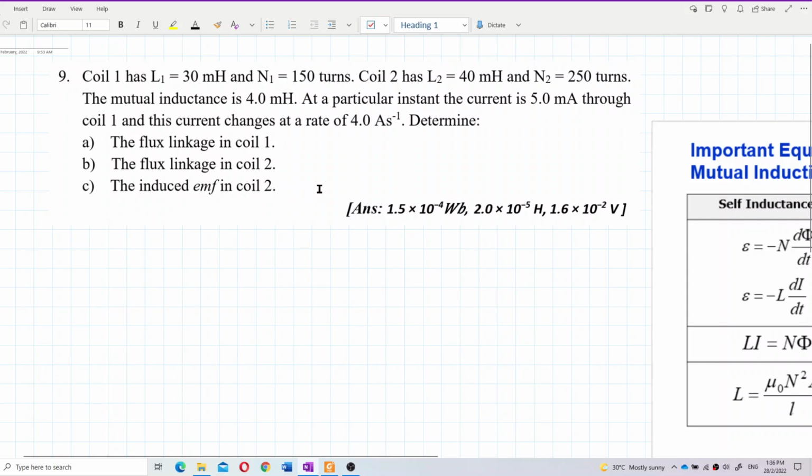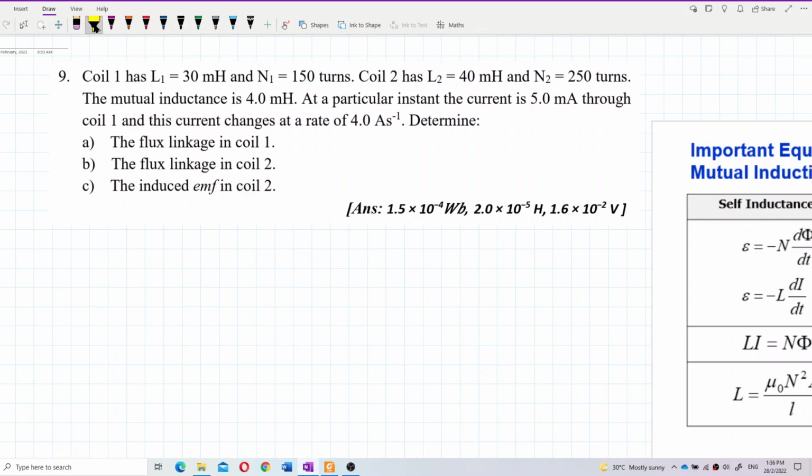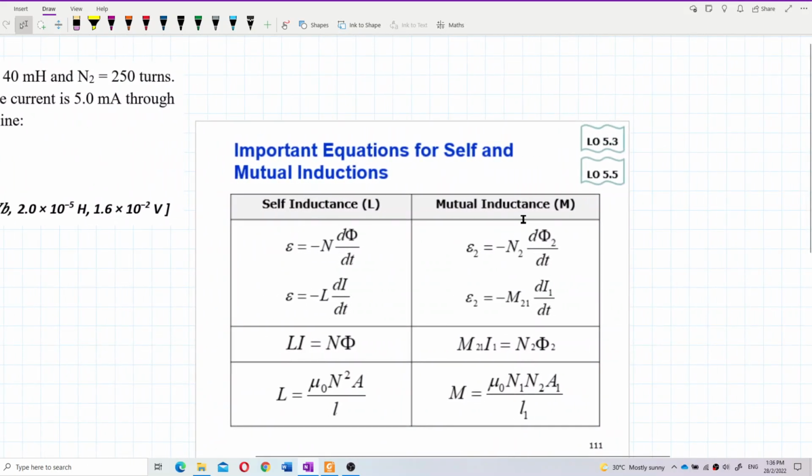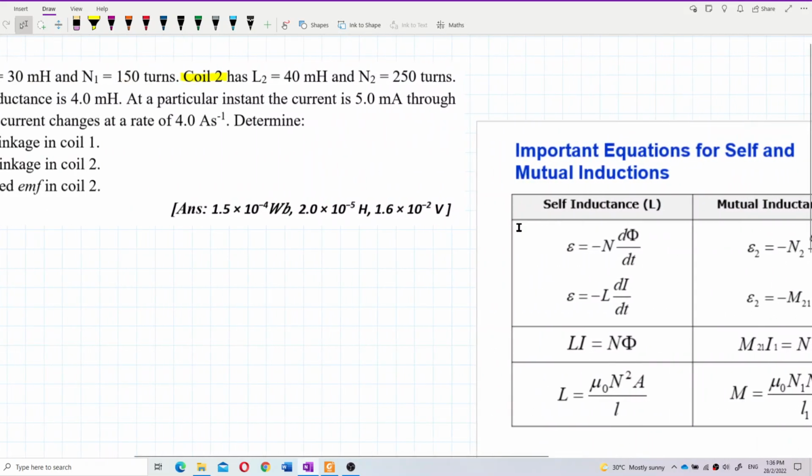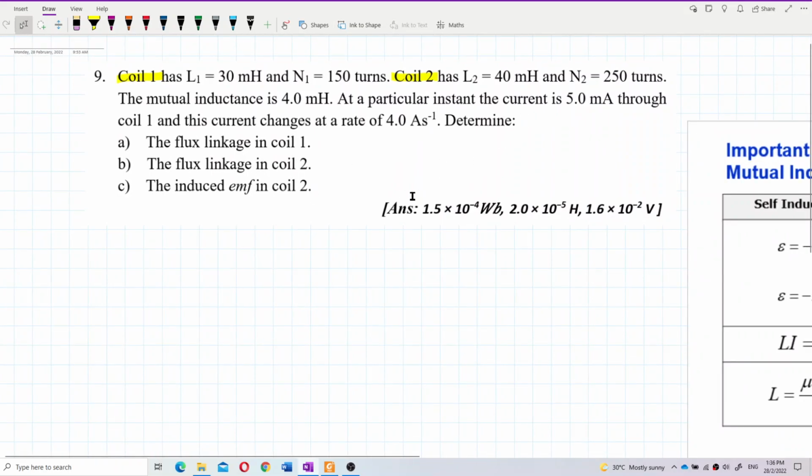As you notice, we have 2 coils, coil 1 and coil 2. As I told you before, when we do electromagnetic induction, we want to determine whether it is self-inductance or mutual inductance. We always pay attention to how many coils it involves.